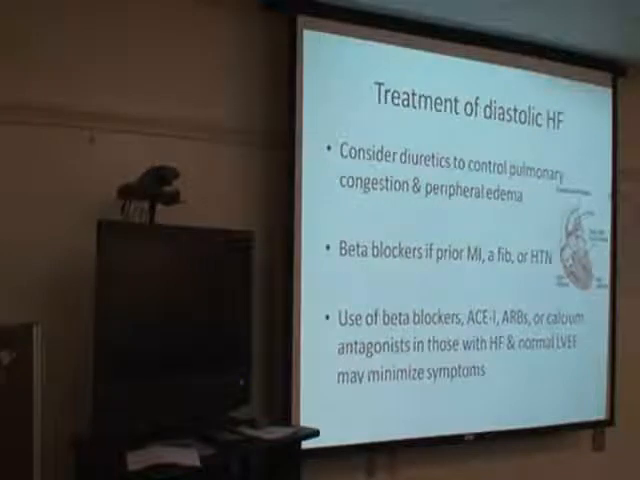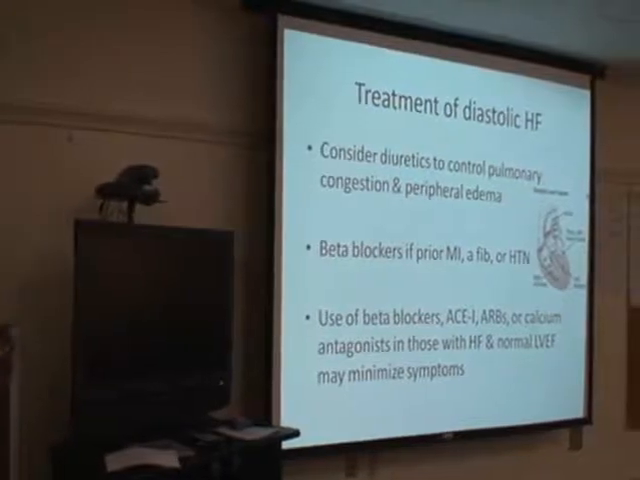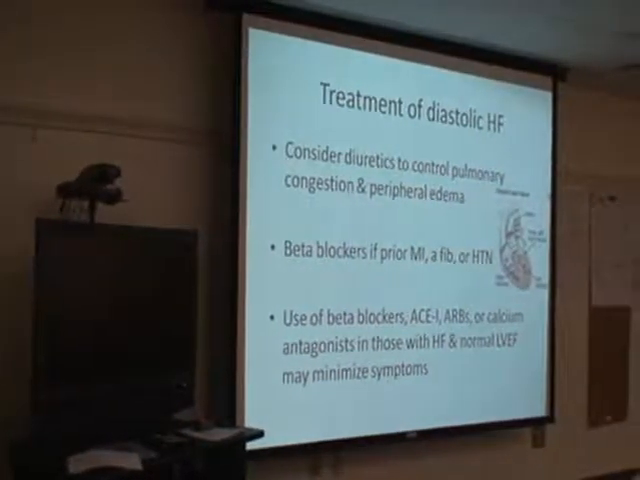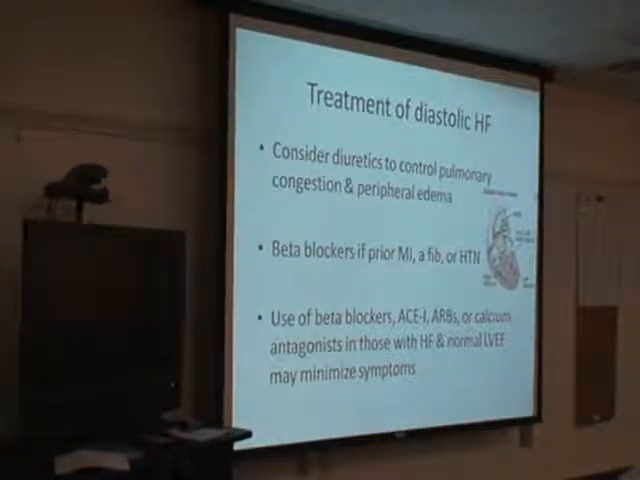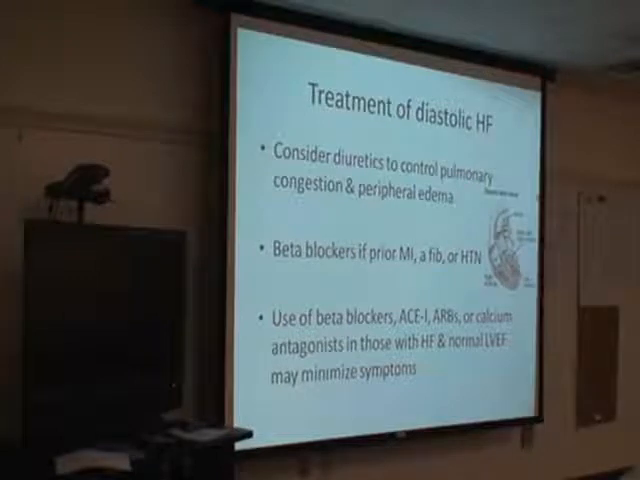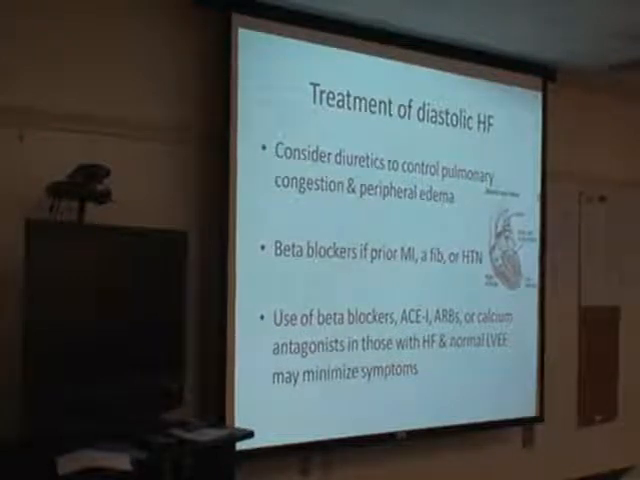You want to consider diuretics for the symptoms of pulmonary congestion or peripheral edema. If they've had a prior MI or they have AFib or hypertension, you want to use beta blockers. Again, not in the acute phase, but when they're compensated. The use of beta blockers, ACE inhibitors, ARBs, or calcium antagonists in those patients will minimize the symptoms. So you can use calcium channel blockers with preserved EF.